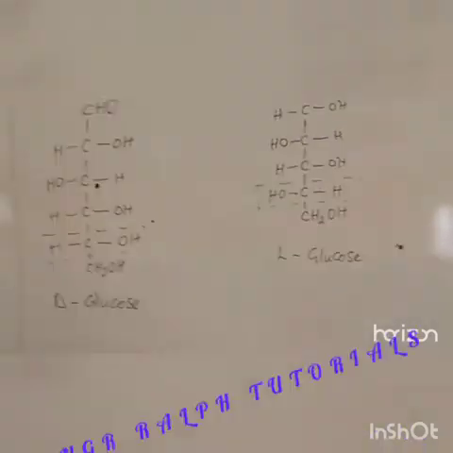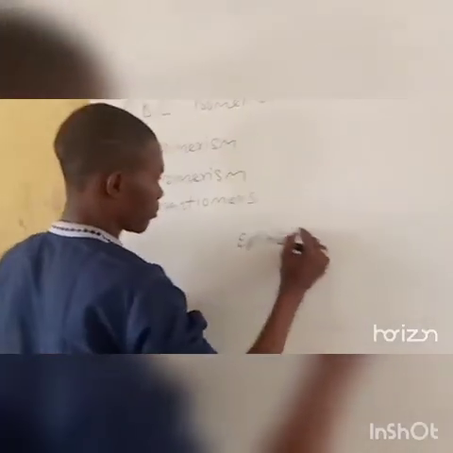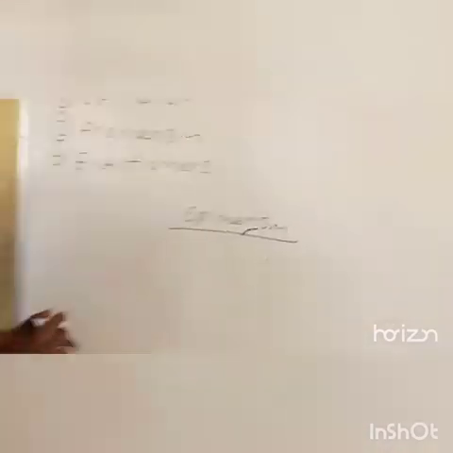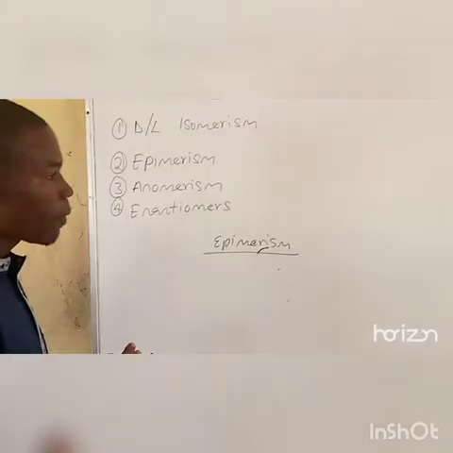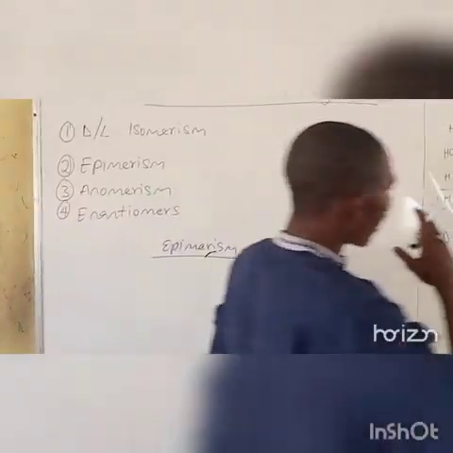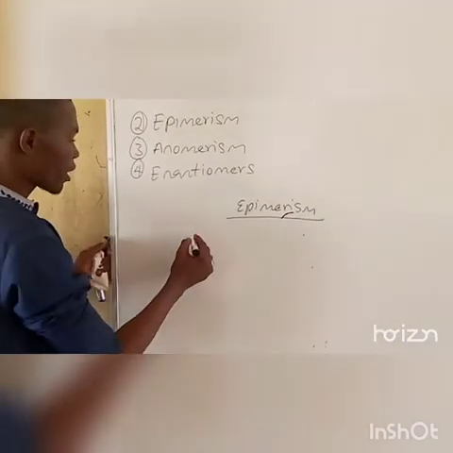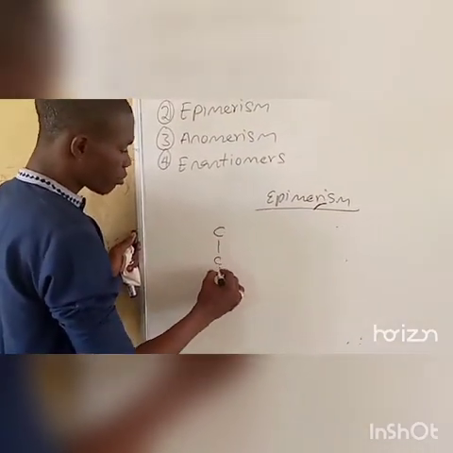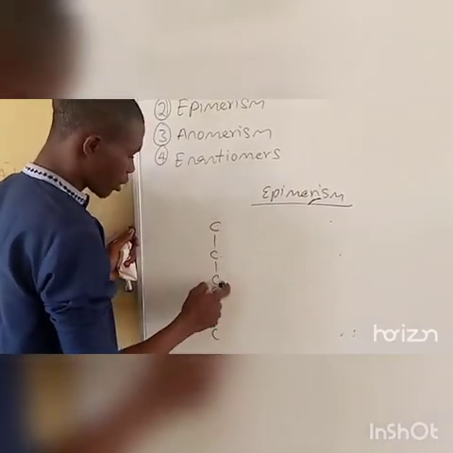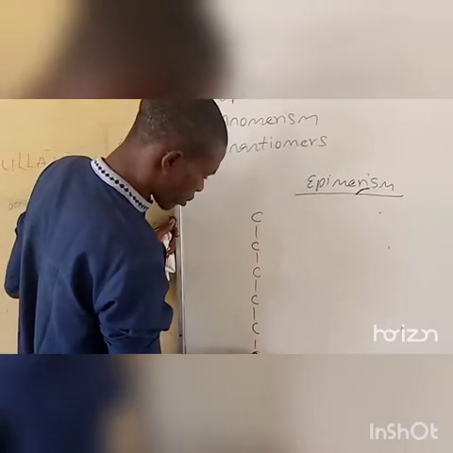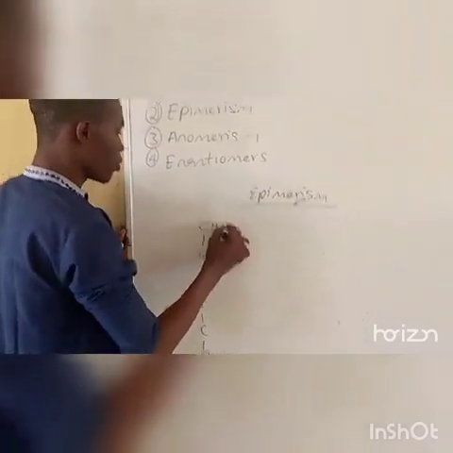Now let us see the next one, which is called epimerism. Let us see what epimerism is. Let's say we have a glucose. I love using glucose as an example. 1, 2, 3, 4, 5, 6. CH2OH, CHO.